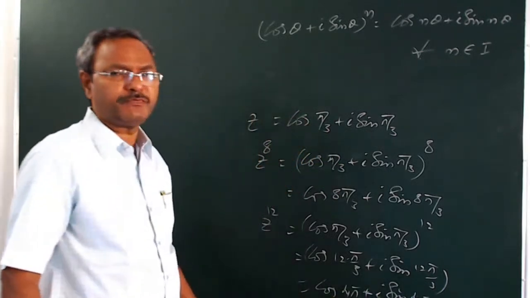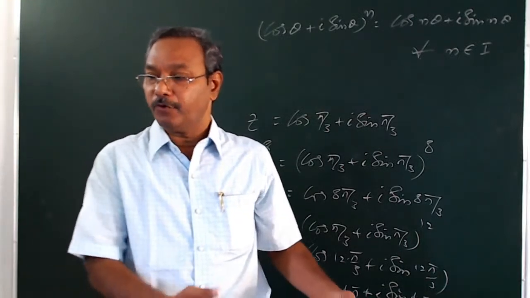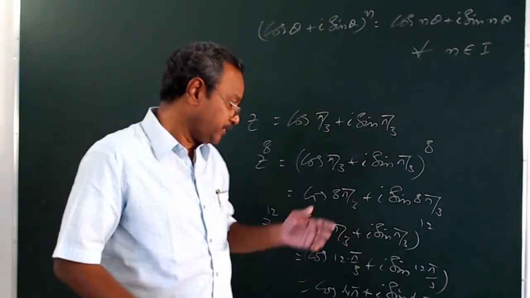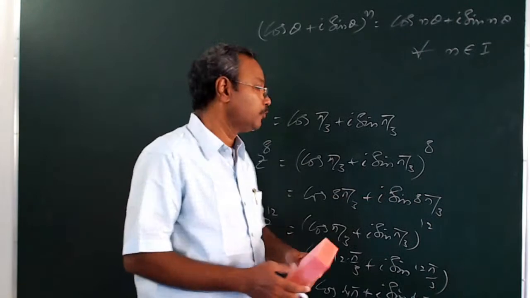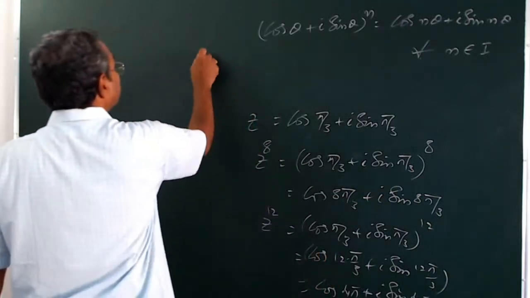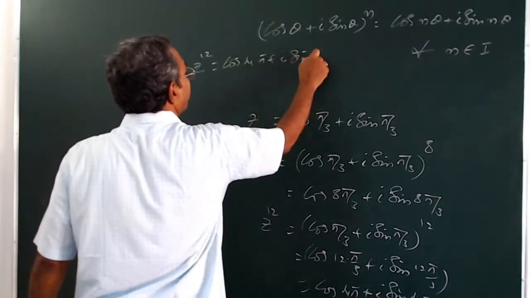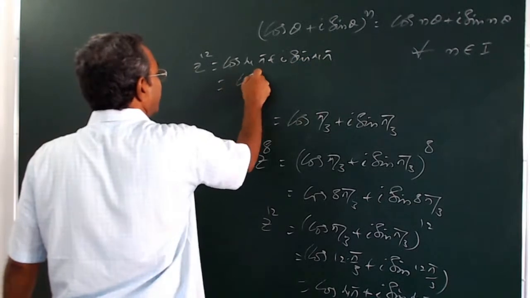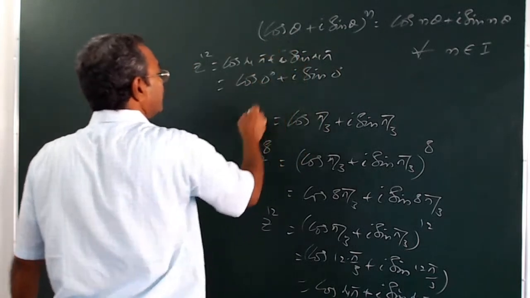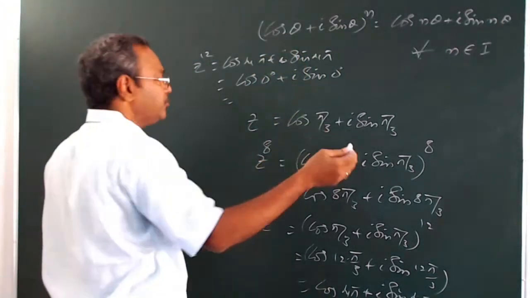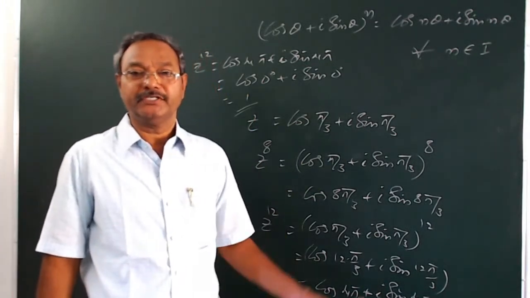By the way, what is this cos 4 pi? Cos 4 pi is nothing but cos 0. Sin 4 pi is nothing but sin 0. So what is this cos 4 pi plus i sin 4 pi? The answer is cos 0 plus i sin 0. So z to the power of 12 is cos 4 pi plus i sin 4 pi, which is exactly equal to cos 0 plus i sin 0. And cos 0 is 1 and sin 0 is 0, so the answer is 1. That's it. It's as simple as that.